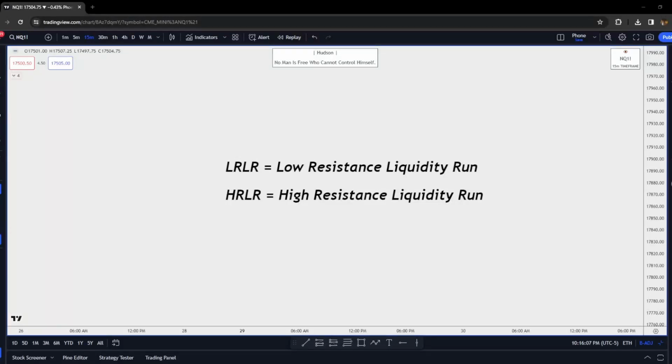In this one, we will be going over LRLR, which equals low resistance liquidity run. Low resistance liquidity run is abbreviated LRLR. And the next one is high resistance liquidity run, which is abbreviated HRLR, high resistance liquidity run.